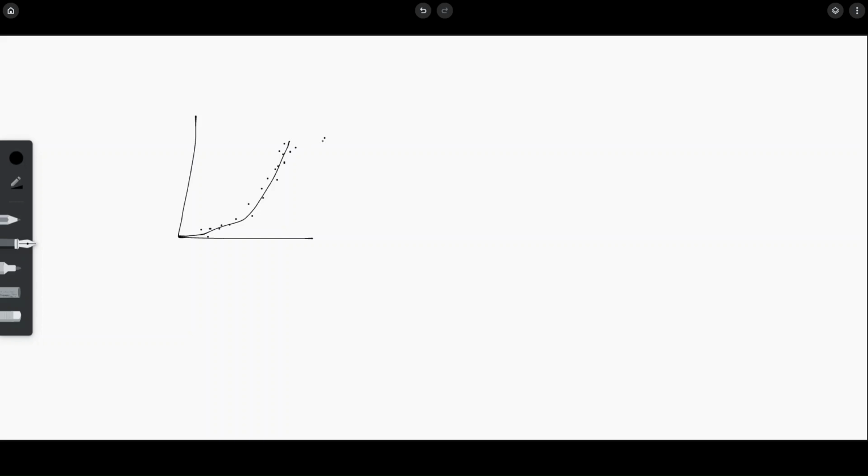Now you'll see that I actually made a data point over here. This is what you call an outlier. And in this situation, you wouldn't count that into your linear regression or your regression model, sorry.